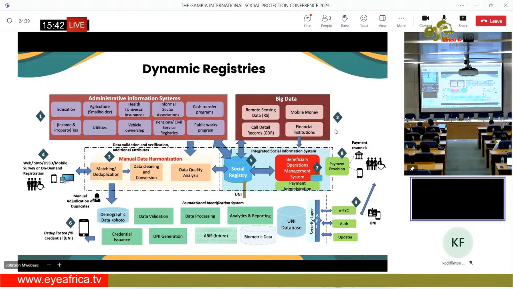So, of course, that leads us now into dynamic registries. Dynamic registries are where you can combine lots of data from administrative systems, from big data. We have core data records. We have things like mobile money. We have things like remote sensing, satellites, and so on. Of course, you have to have smart algorithms that can deduplicate, do data cleaning and data analysis, and then you have that feed into a social registry, and then you can have all the beneficiary management systems picking out of there and doing the other services that you provide to the beneficiaries. Of course, you need foundational systems. Again, like I mentioned, one of them is the unique identifiers, biometrics, and many other things.